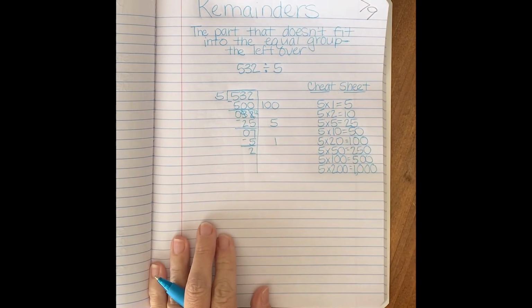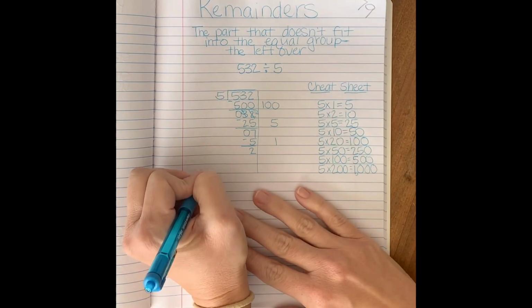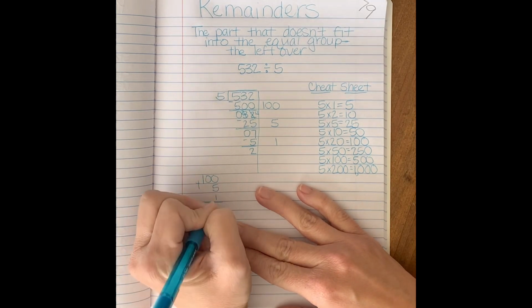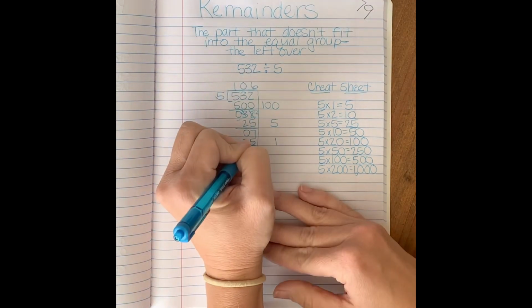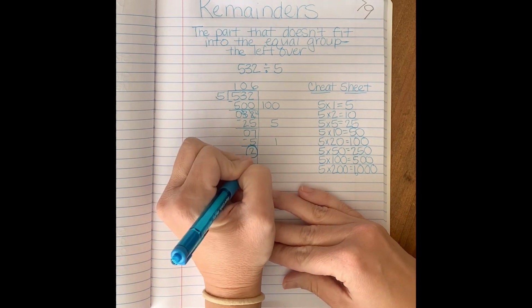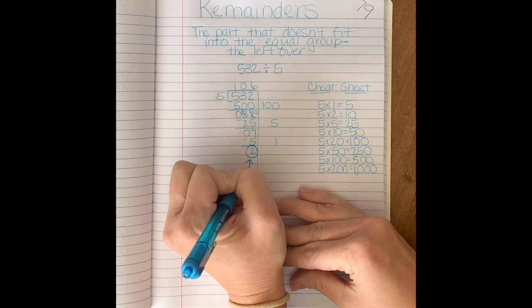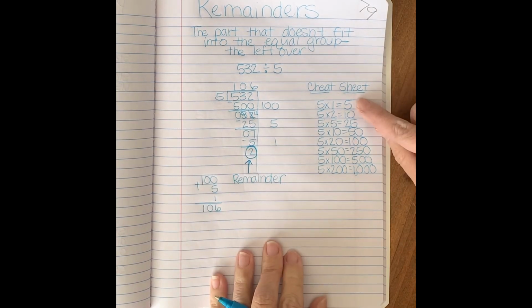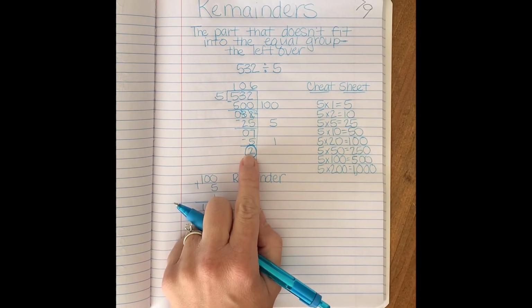Okay, here's where things change a little bit. We are still going to come over here and we're going to add these up. So I'm going to do it right here. 100 plus 5 plus 1 is 106. I'm going to write that up here. But look, we still have this 2. Circle it and draw an arrow to it. And I want you to write remainder. This is the remainder because look at our cheat sheet. Can we get a product that is close to 2 without going over? No.